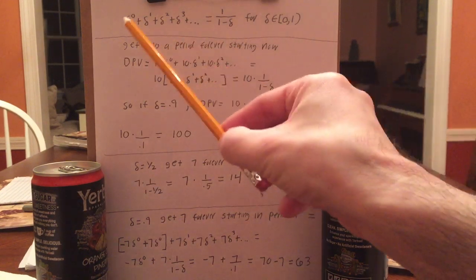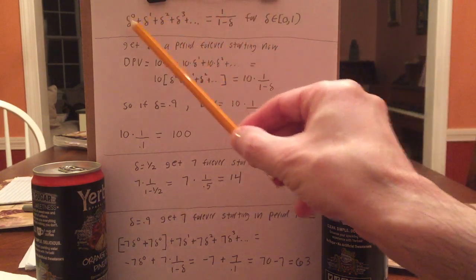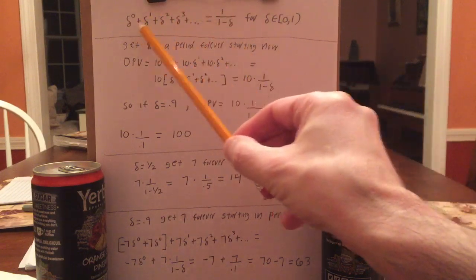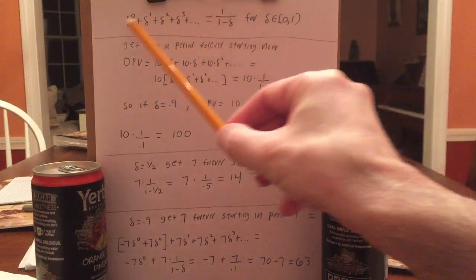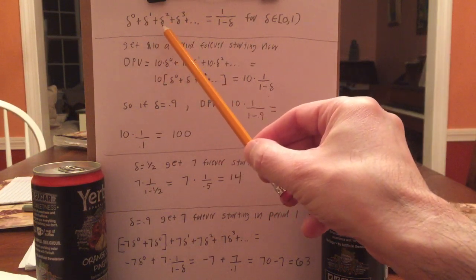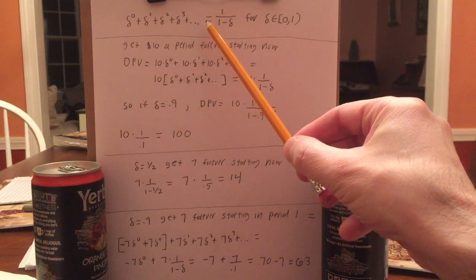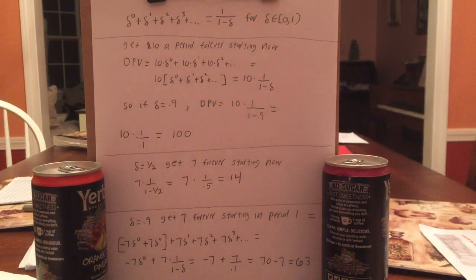I'm not going to prove why this is right. The proof isn't that hard. Almost certainly you had it in your calculus class, and you can find it on the internet if you're interested. But this is probably something that you should know for our tests. So you should know this geometric series, delta to the 0, delta to the 1, delta to the 2, delta to the 3, dot, dot, dot, which just means it keeps going on and on and on. That converges to 1 over 1 minus delta.